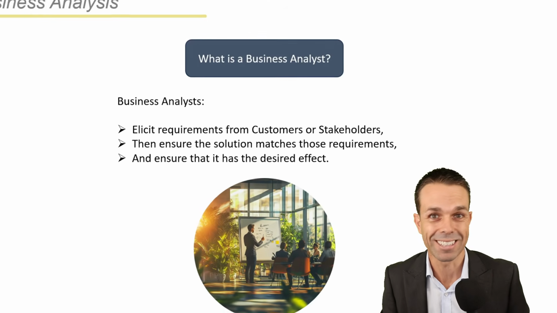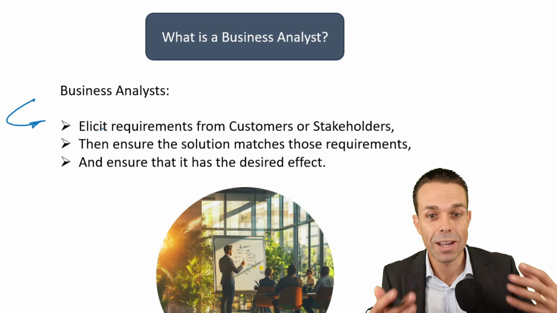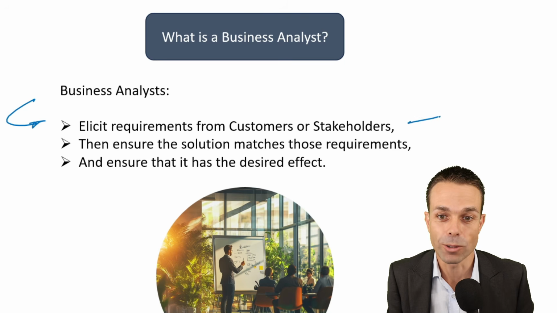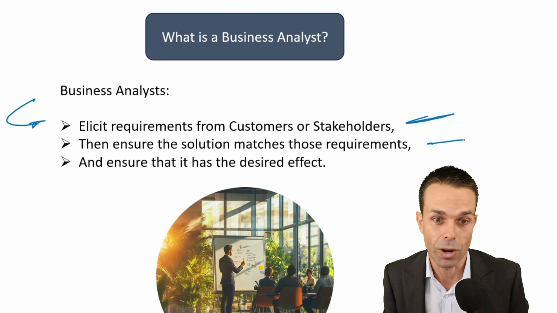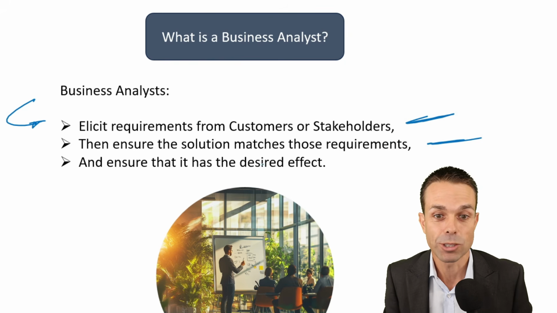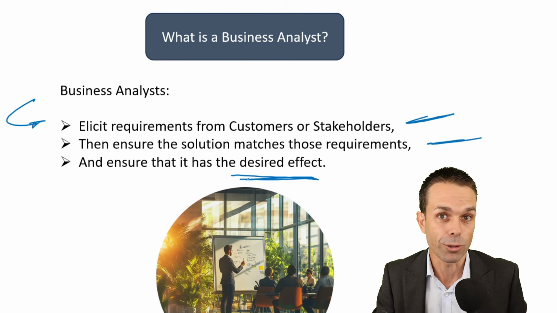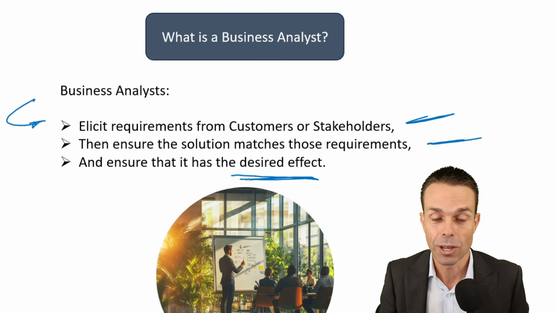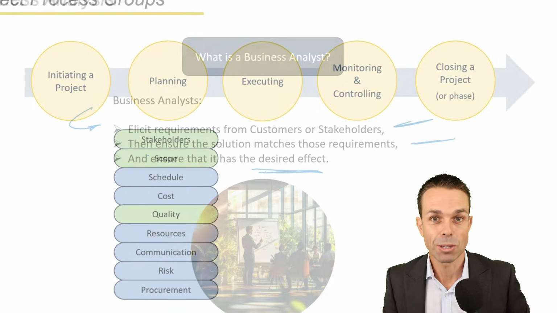So what is the simple description of a business analyst? Well, it's simply this. It's 3 lines, nice and easy. A business analyst elicits requirements from customers or stakeholders, and then we ensure that the solution matches those requirements. And then at the end, we ensure that the solution had the desired effect. For example, did it increase revenue or increase customers or improve usability or whatever it is that we intended? So that's the simple description.